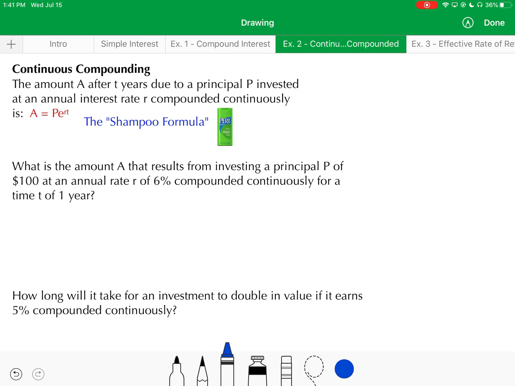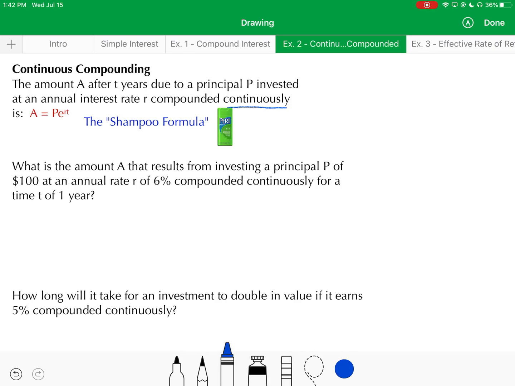The amount A after t years due to a principal P invested at an annual interest rate r compounded continuously is found by the formula A equals P times e to the power of rt, okay, where e is that exponential value of approximately 2.718. So here's a nice application of where that value of e comes up, okay?